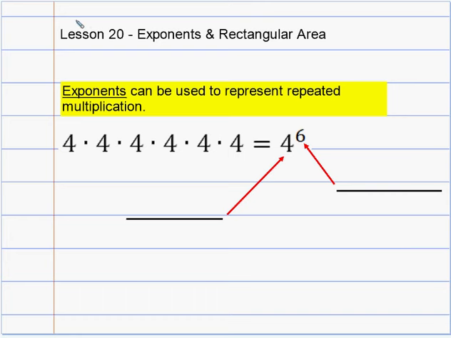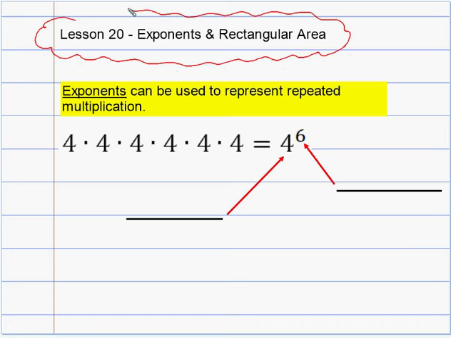Hi class, this is course 2, lesson 20, exponents and rectangular area. So we're going to cover two topics today, exponents and rectangular area. And I also believe we're going to cover square roots at the end. Okay, so exponents, rectangular area, and square roots are all going to come up today.